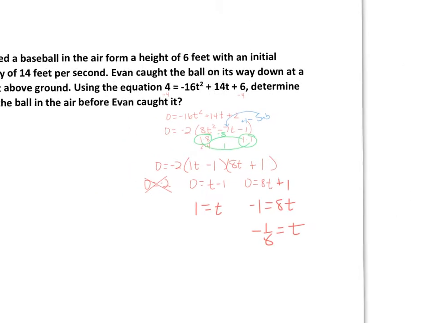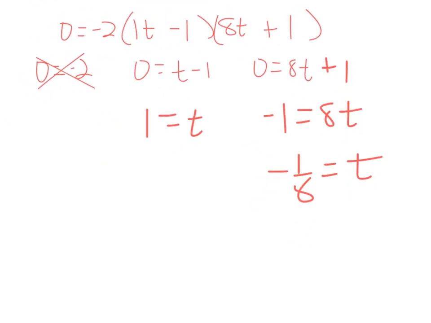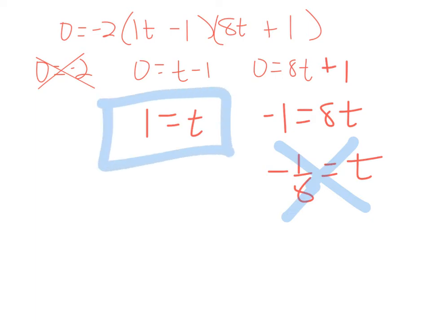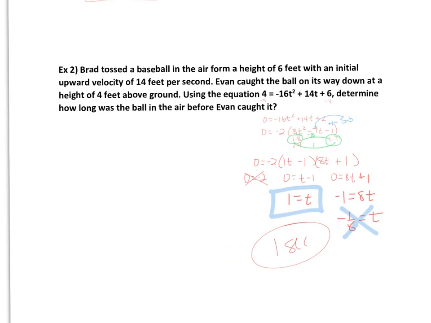Now, think about this for a second. If we're talking about a baseball being in the air, which answer is going to make sense? 1 second or negative 1/8 of a second? You cannot have negative time, at least not yet, right? We can't go back in time yet. So this guy is an answer, but he doesn't work, okay? So don't worry about him. So this right here is the answer I'm going to go with. So my answer is going to be 1 second, okay? And that's my solution. All right, and that concludes these notes.